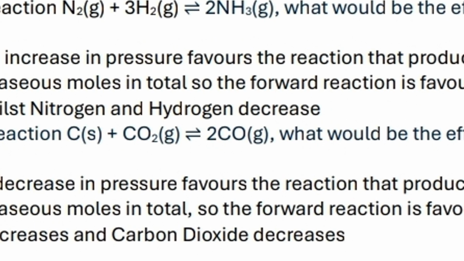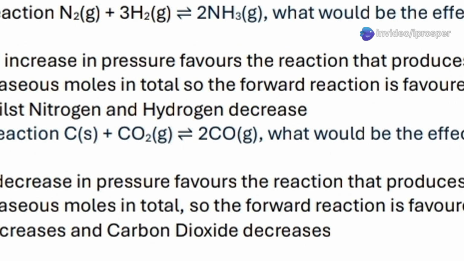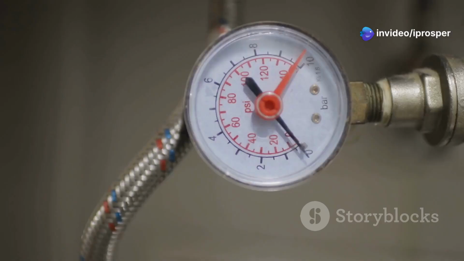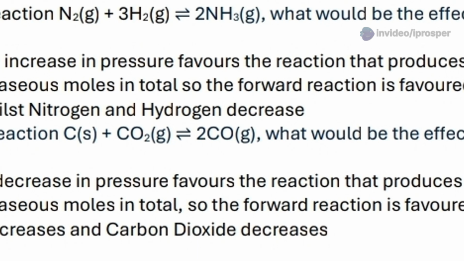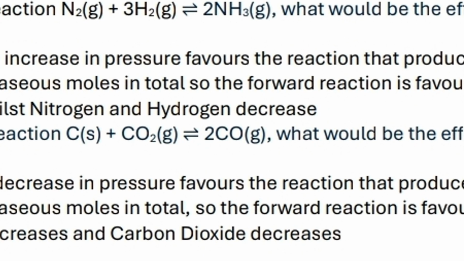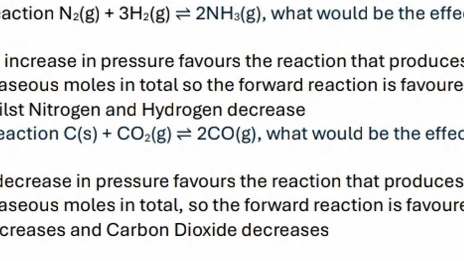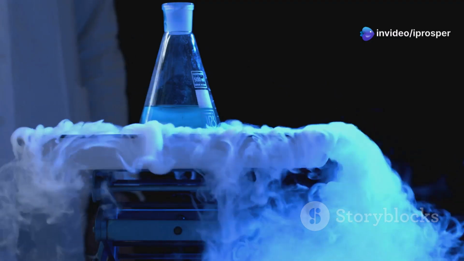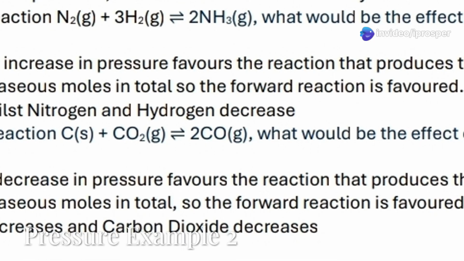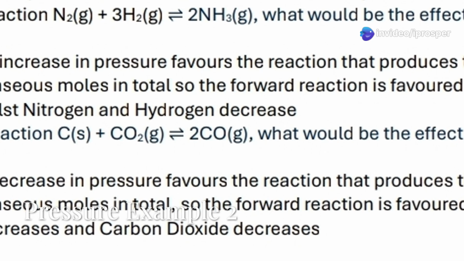For the reaction nitrogen gas plus 3 hydrogen gas in equilibrium with 2 ammonia gas, what would be the effect of an increase in pressure? An increase in pressure favors the reaction that produces the lower number of gaseous moles in total, so the forward reaction is favored. As a result, ammonia will increase while nitrogen and hydrogen will decrease.